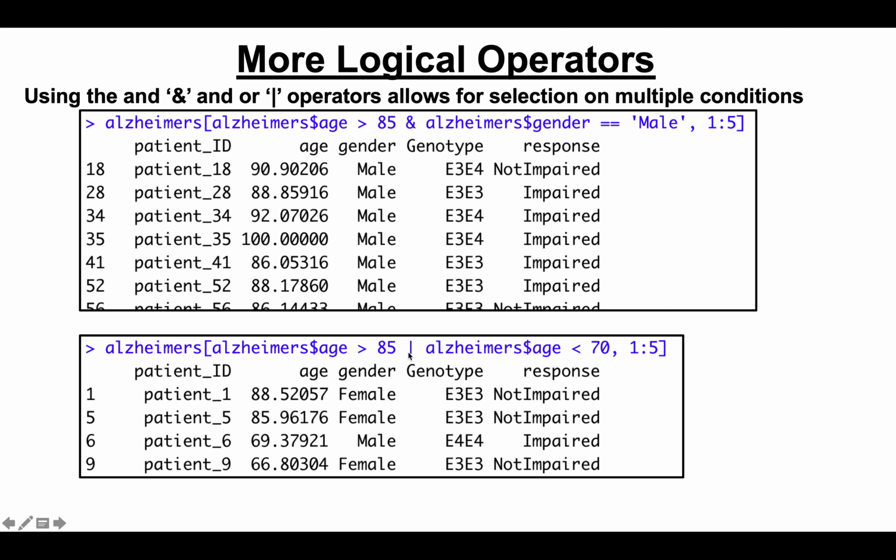All right. And then here's an example of using the OR operator. So in this case, you're getting anywhere where it's greater than 85 or less than 70. So you can basically get rid of anything in between 70 and 85. And you can imagine reasons for wanting to do that.